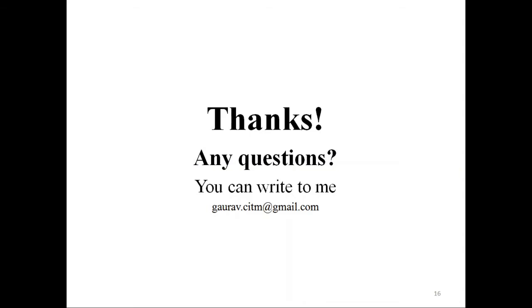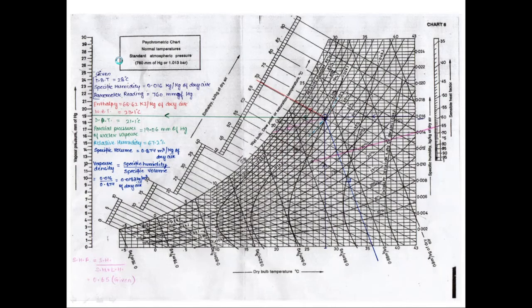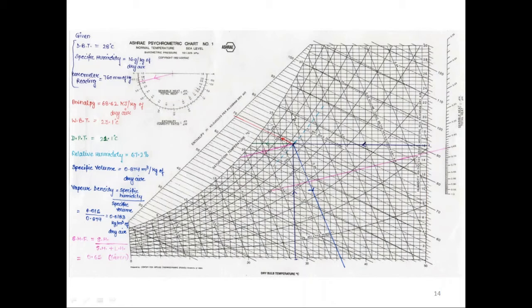So first of all, we will plot this point on our graph. The point is 28 degrees Celsius DBT and 16 gram per kg of dry air is our specific humidity. So first of all, we find 28. This is 20, 21, 22, 23, 24, 25, 26, 27, 28. Yes, this one is 28. From here you draw a vertically upward line like this one.